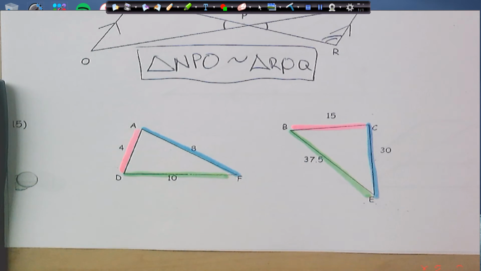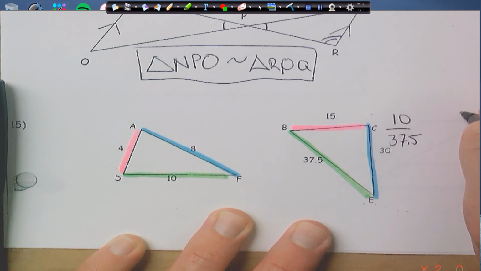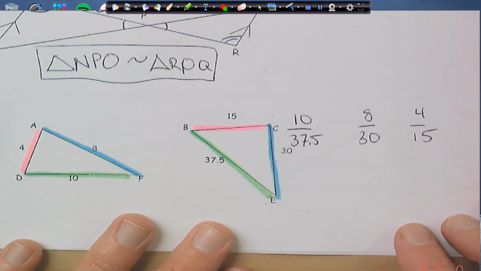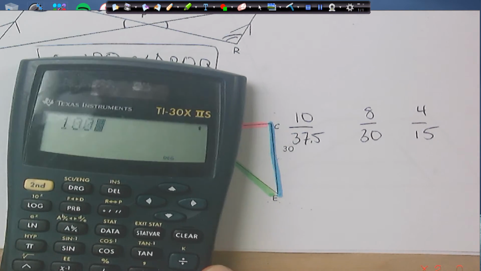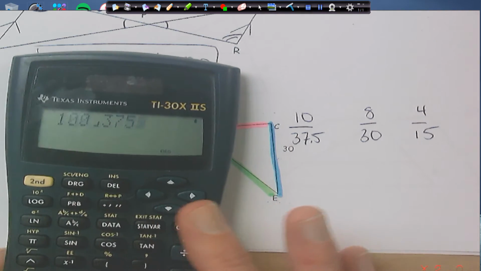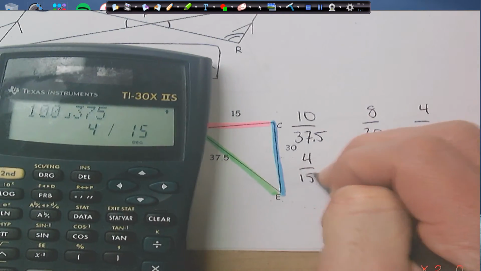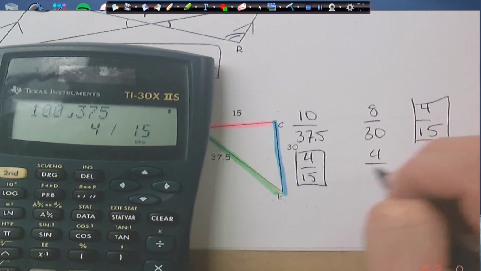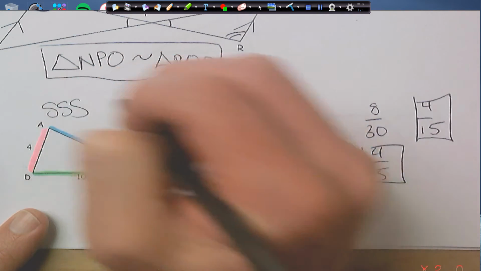Okay? So colors really help. I like to do the smaller on the top. And those are all of our ratios set up. Again, I'm going to use my calculator, so we're going to go 100 over 375. So we get 4 over 15. That one's already reduced. And I can see that if I divide that by 2, that's 4 over 15 as well. That one's saving me some time. So we get side, side, side.